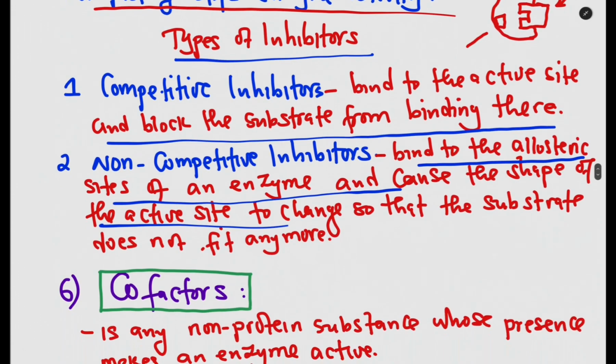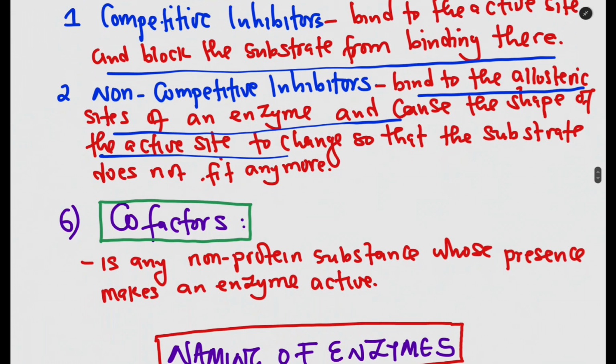The other factor that we can look at is cofactors. Now, cofactors act more like helpers. They enhance the enzyme activity. Okay, they increase the enzyme's power to break down substrate. So in other words, they work alongside enzymes. It's any non-protein substance whose presence makes an enzyme active. For example, we have vitamins. All those are cofactors.